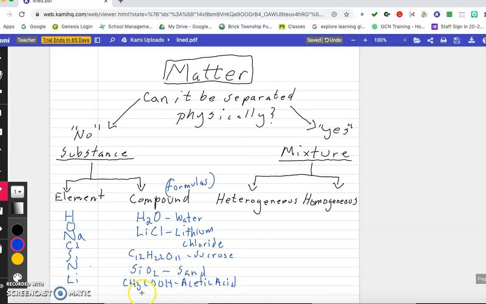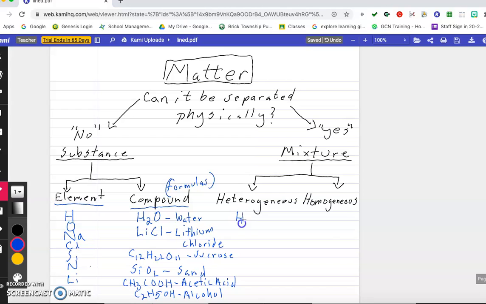And another one here would be alcohol, which is C2H5OH. That's alcohol. Now those are compounds. Very straightforward because they have a formula. And elements just have the single element. Now on the right side, we have heterogeneous mixtures. Heterogeneous mixtures, remember, are very simple.